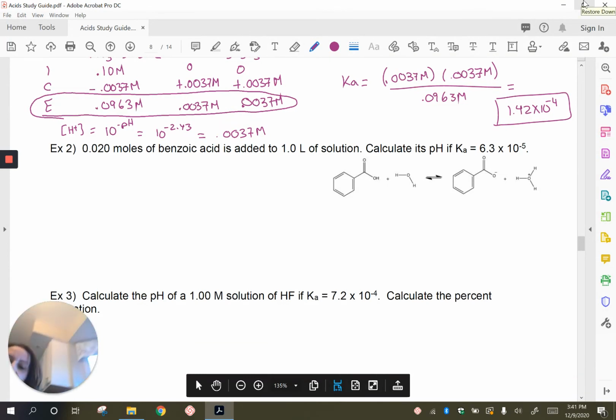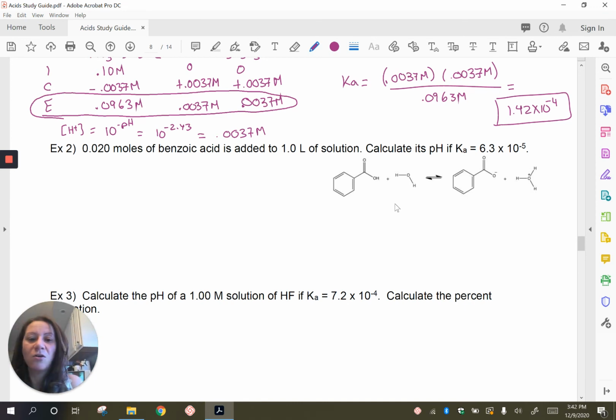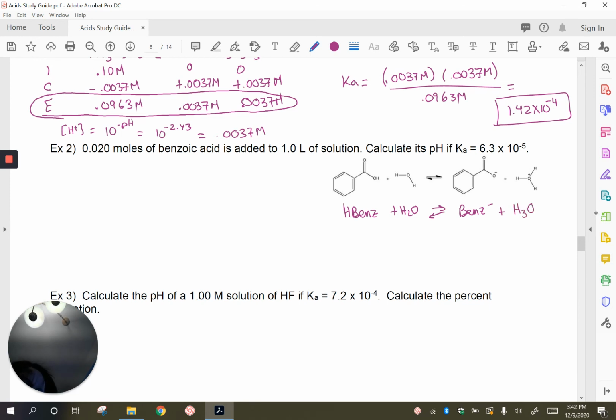So write the equation first. This is my equation right here. This is benzoic acid plus water. This is the benzoate ion and the hydronium ion. Or you can write it out if you want. For fun, I'm just going to say H-benz. It's water, benzoate, I'm going to use it as that, benz minus, and H3O plus. If you don't want to include your water, you should write H-benz is H plus and benzoate ion. That's fine as well. This is just for us to help us.